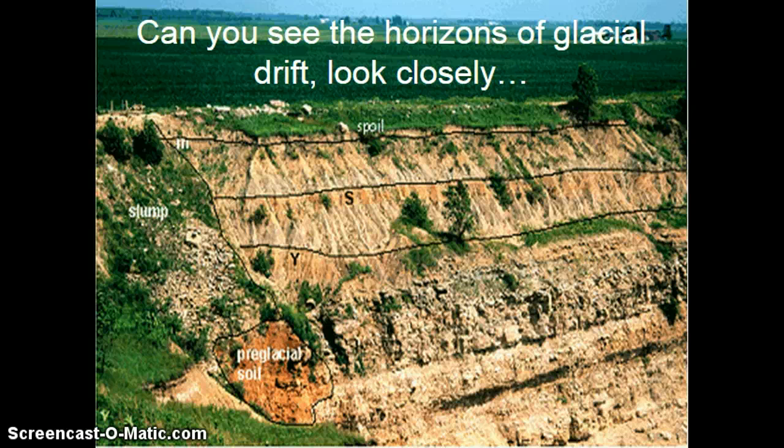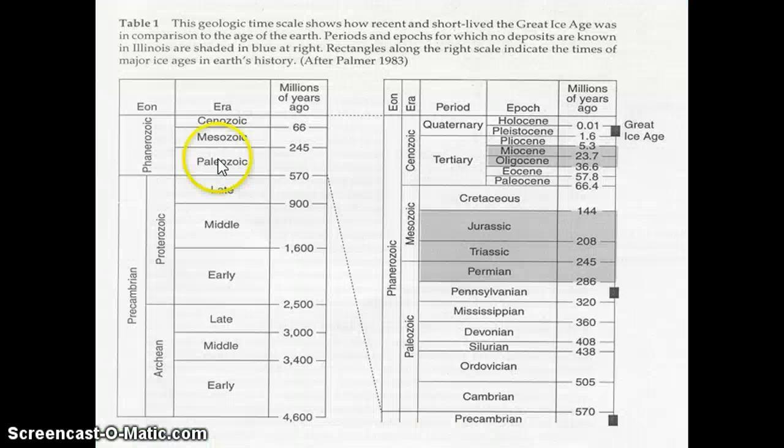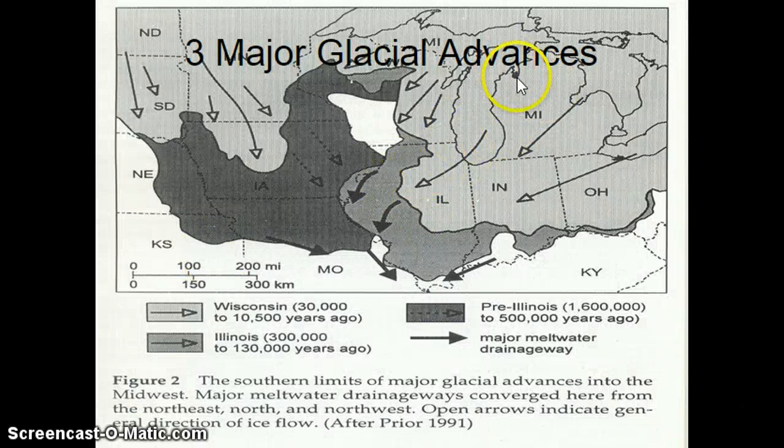So all in all, when we go back to thinking about what took place here, I want you thinking about the concept of geologic time. Very recently, the planet went through the Great Ice Age. It influenced our local landscape. There were three primary glacial ice advances. The most recent one was called the Wisconsin. That's the one that influenced us the most, or let's just say more recently.